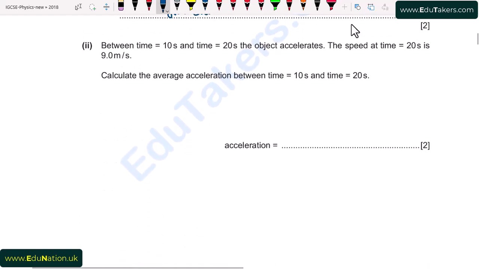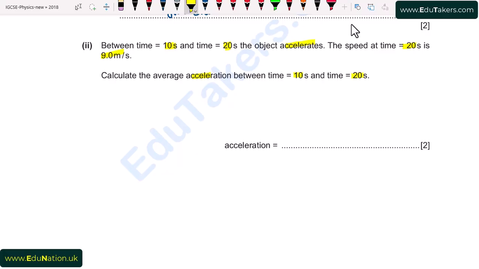Next, part 2. Between time 10 second and time 20 second, the object accelerates. So from 10 second to 20 second, the object accelerates. The speed at time 20 second is 9 meters per second. It is given that when time t is equal to 20 second, the speed is 9 meters per second. Calculate the average acceleration between time t equal to 10 second and time t equal to 20 second.